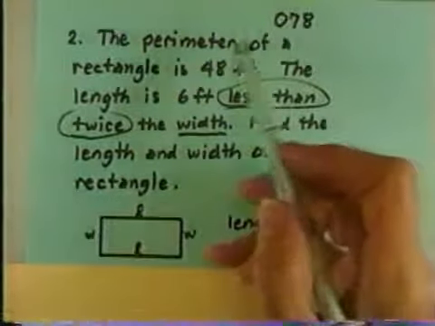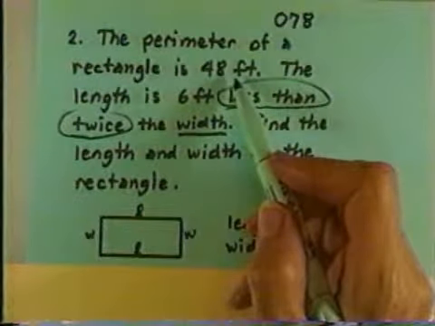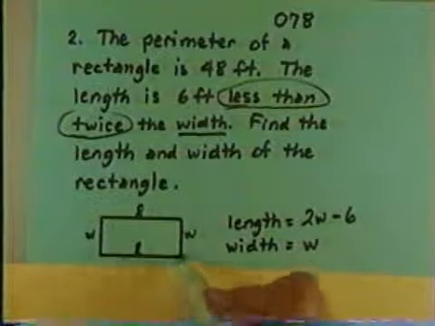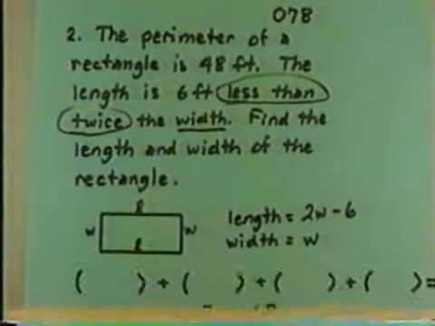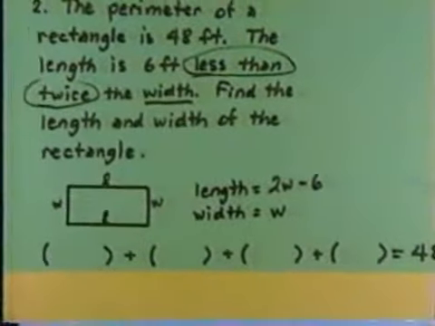Now we're ready to involve this perimeter. The perimeter is 48 feet. Remember that the perimeter is all the way around, all 4 sides. And so we need to add all 4 sides.